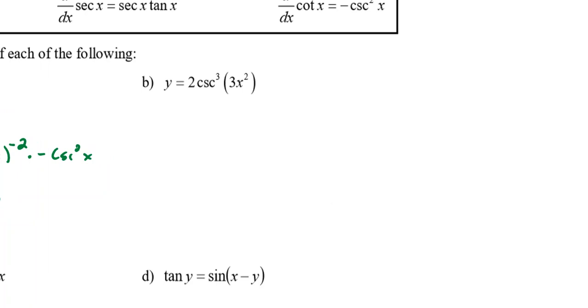All right, next one. Right off the bat, I'm going to rewrite this again, just so we don't get confused by the placement of that 3. So let's write this as y is equal to 2, and then in brackets, cosecant of 3x squared, to the power of 3. If those brackets start to get confusing, you can use square brackets so you can keep track of what you're doing. All right, now we'll take the derivative of this. This looks like the job for the chain rule.